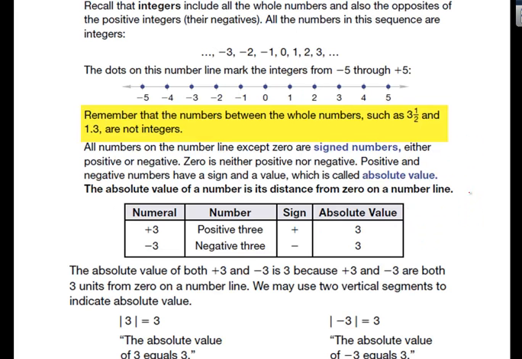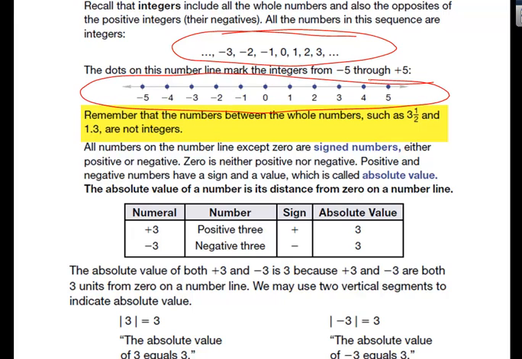So if you recall, integers include all the whole numbers and also their opposites of the positive integers, their negatives. So all the numbers in this sequence right here are integers. So here you can see all the integers from +5 to -5. But remember that all the numbers in between those numbers, like 3.5, 3 3/4, 1.3, those are not integers. Integers are just whole numbers.